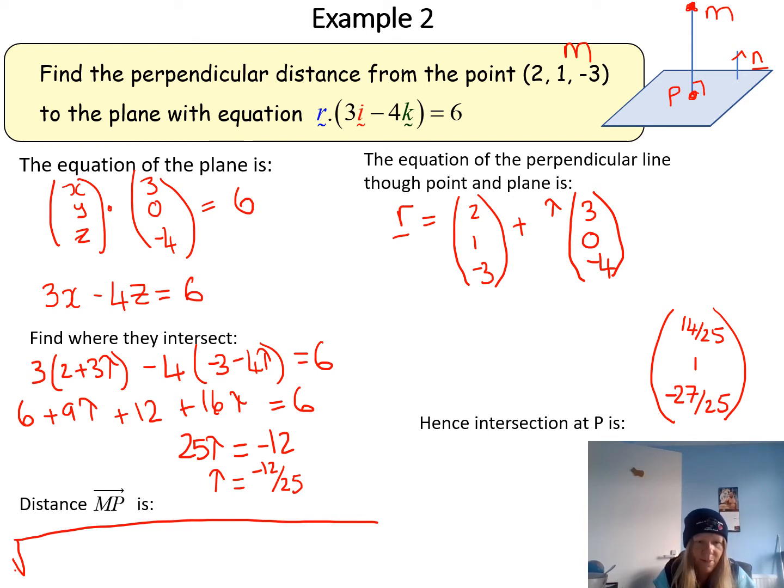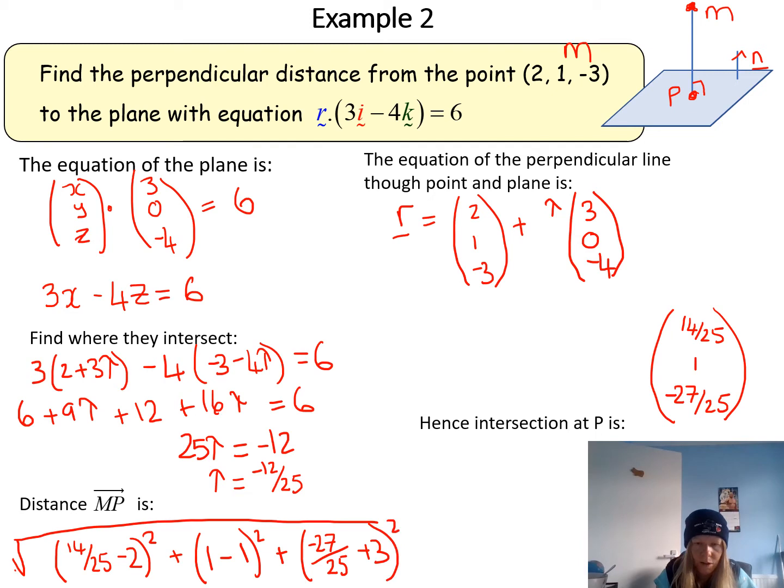So it doesn't matter if it's PM or MP. From MP, so I'll do P take M. So 14 over 25 minus 2 all squared plus 1 minus 1 all squared plus minus 27 over 25 minus minus 3, so that ends up plus 3 squared, and that all comes to, I believe, 12 over 5, something I did earlier. Please check it and see if that makes sense.